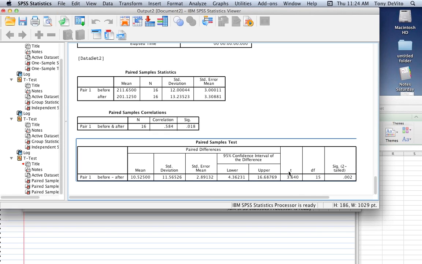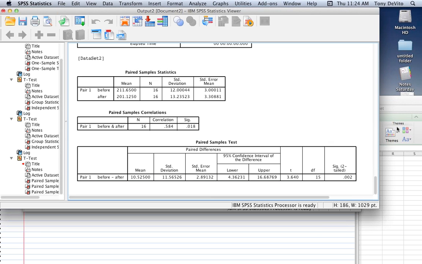What's the probability of getting that big a difference if the differences are equal to 0, if the null hypothesis is true? The probability of that happening is that it'll only come up less than 1% of the time, 0.002 or 0.2%. So my probability of being wrong if I reject the null hypothesis is less than 1%. Do I reject the null hypothesis, or do I fail to reject the null hypothesis?